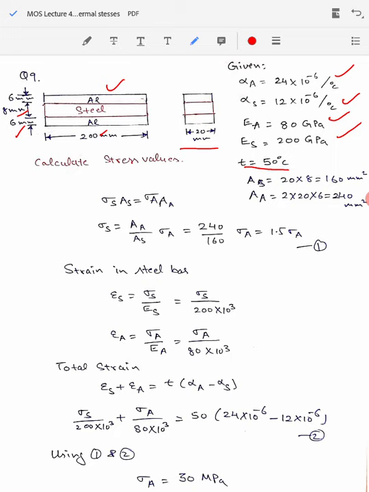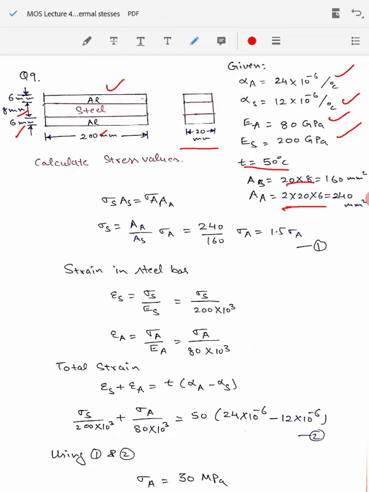So the area for the steel bar will be simply the width b, which is equal to 20 millimeter, multiplied by the thickness 8 millimeter. So that will be 20 into 8, which equals 160 millimeter square. For the aluminum bars the area will be doubled, because for an individual strip it will be 20 into 6 millimeter. So 2 times 20 into 6 will be 240 millimeter square.